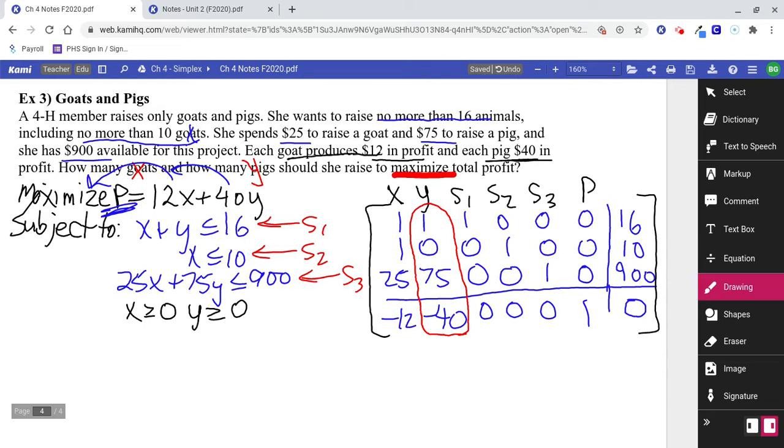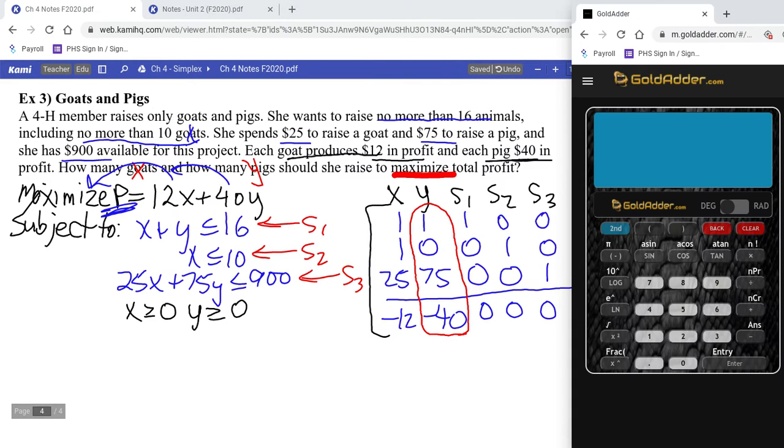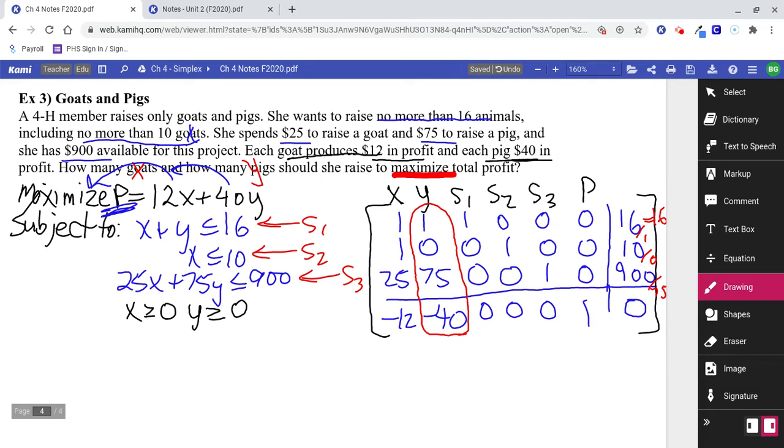And then you want to look at the numbers in the column you've circled and the numbers on the far right and divide them to find the lowest non-negative ratio. So 16 over 1 is 16, and 10 over 0, that's undefined, so you won't do that one. And 900 over 75 is 12. That's the smallest ratio, so I'm using this row right here.